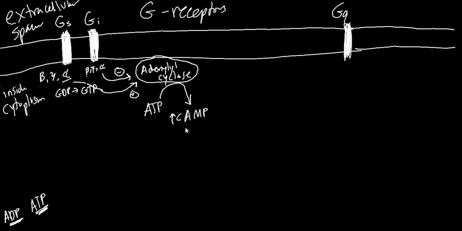Now, what is our cyclic AMP level going to do? So what this is going to do is we're going to increase protein kinase A. Protein kinase A. When you hear kinase, you want to think phosphorylation. And what this is going to do is it's going to phosphorylate stuff.